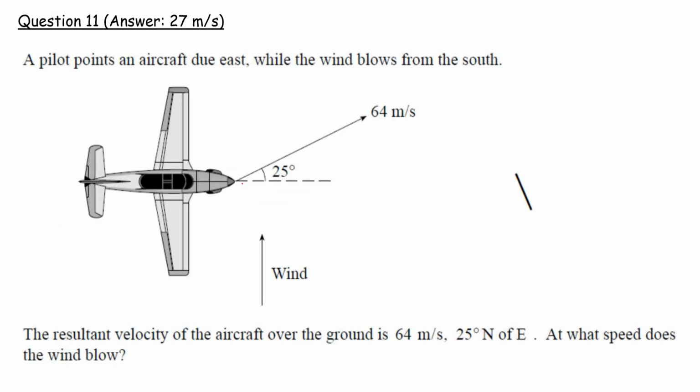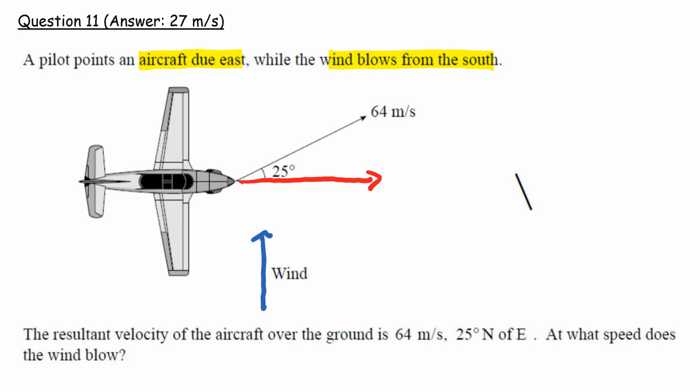Okay, let's move on to the next one, question number 11. For question number 11, a pilot points an aircraft due east. So if I'm going due east, I'll use a red vector like that in the east direction. And at the same time, the wind is blowing from the south. So here is my wind vector blowing from the south.